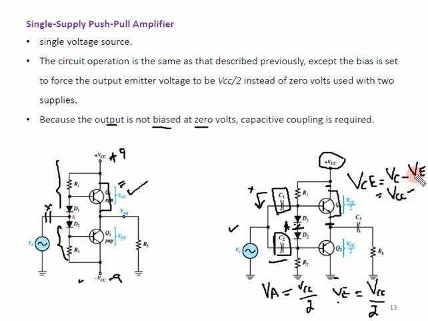And what is the value of VE? This is equal to VCC divided by 2. So the value comes out to be VCC divided by 2. This is the value. If you go, this is 1, this is half, it will make it half.